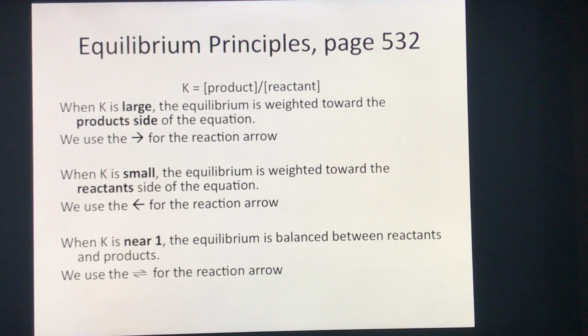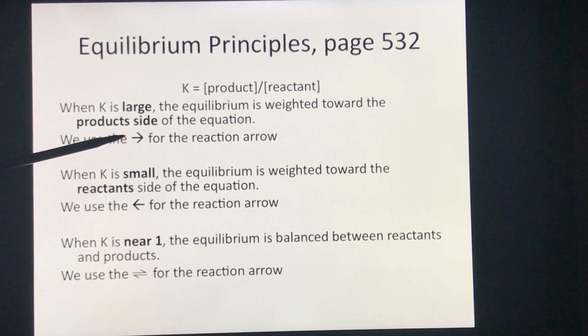So on page 532, they have a nice summary of some various principles that are correlated with the values of K. Now we remember that K is calculated by the concentration of the product or products divided by that of the reactants. So there's a relationship between these values and the K. So when K is large, the equilibrium is weighted toward the product side of the reaction. In other words, the products sort of outweigh the reactants because the products are in the numerator. So when they're larger than the reactants, then the products sort of win, so to speak. Everything's weighted toward the product side.